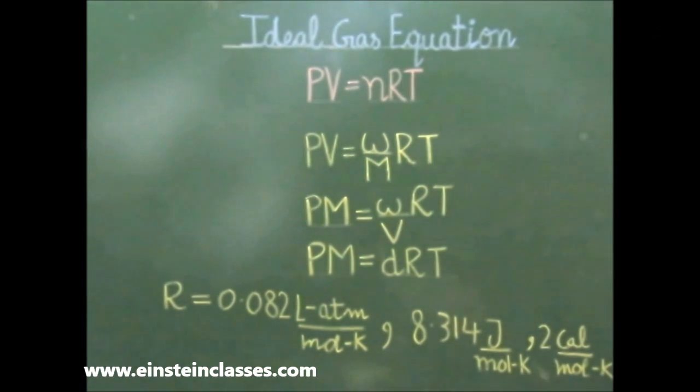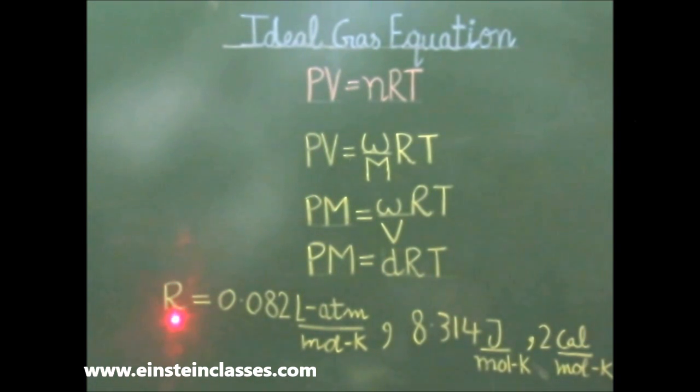So we can rearrange this equation as W by V, which can be written as PM = dRT. Given mass by volume is known as the density of the gas. So the equation will become PM = dRT.